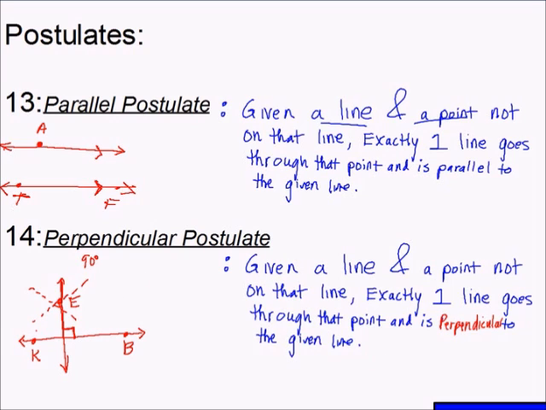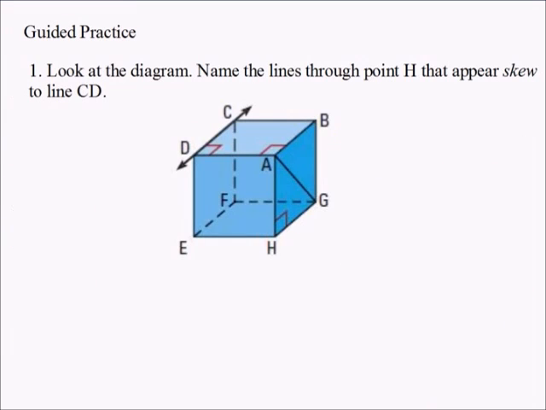So let's go to our next card. Guided practice. Look at the diagram. Name the lines through point H that appear skew. If you remember, skew means non-coplanar. So that means you cannot put it on the same plane as CD. So here's point H. If CD is going in this direction, HE is not going in that direction. HE and CD cannot be put on the same flat surface.